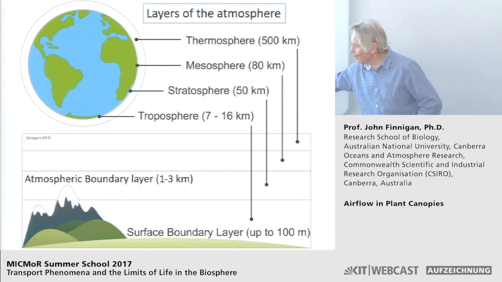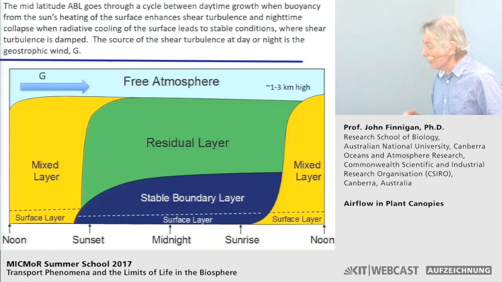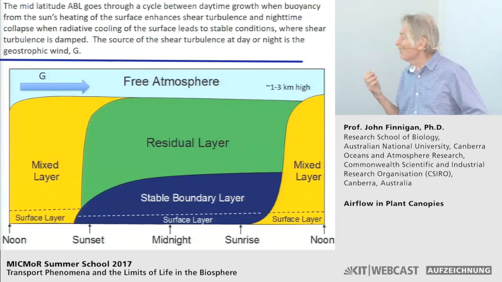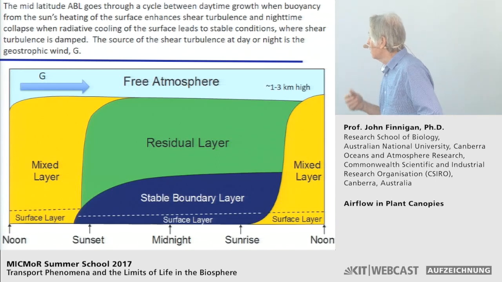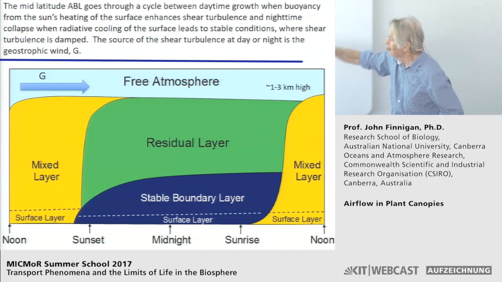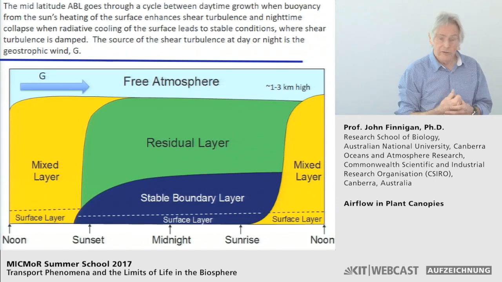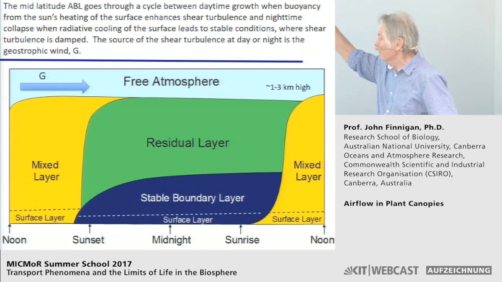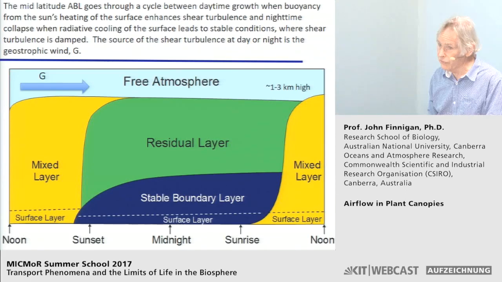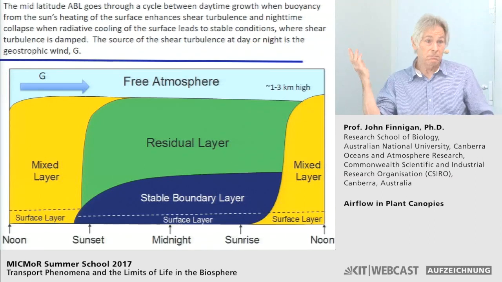Then we're going to be particularly interested in the surface boundary layer, because that's where we generally live, where plants grow, and so on. If we track the growth of the boundary layer through the day, let's start at sunrise. The boundary layer grows very quickly through the morning, up to its 1 to 3 kilometers height. These are mid-latitude boundary layers, and it carries on like that until sunset. And then, by a mechanism we won't have time to go into, the boundary layer collapses, or the turbulence collapses very quickly, in half an hour.